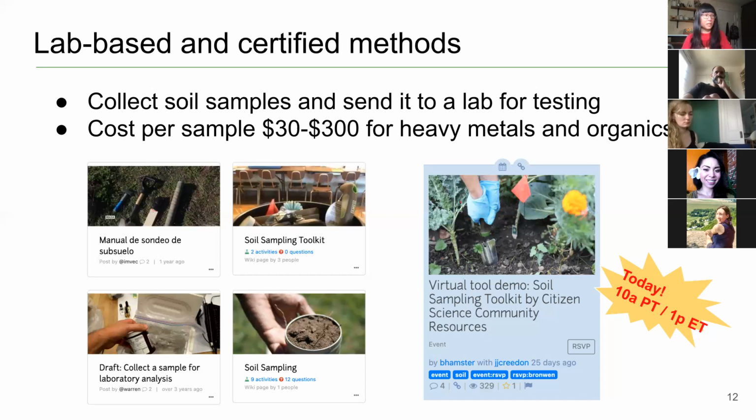On the Public Lab website, there are several places to learn and talk about soil sampling. You can see some of the example pages there, and it includes resources on how and where to sample, and also on interpreting soil test results. Later today, at 10 a.m. Pacific time, 1 p.m. Eastern, our friends at Citizen Science Community Resources are going to be giving an introduction to their soil sampling toolkit that contains all the materials and information you need to do soil sampling and lab testing, with support for interpreting results as well.